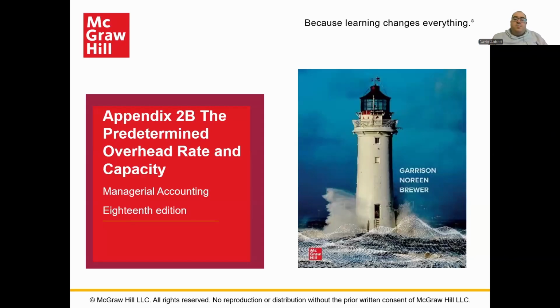So now we're going to go over Appendix 2B, which is looking at the predetermined overhead rate and capacity. So let me go ahead and get that going here. So Appendix 2B, the predetermined overhead rate and capacity.